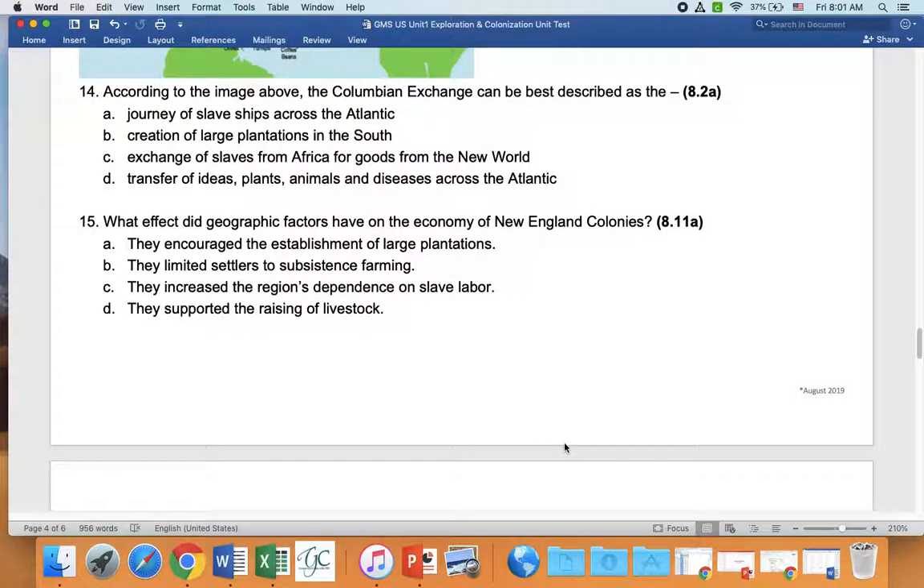15. What effect did geographic factors have on the economy of New England colonies? A. They encouraged the establishment of large plantations. B. They limited settlers to subsistence farming. C. They increased the region's dependence on slave labor. Or D. They supported the raising of livestock.